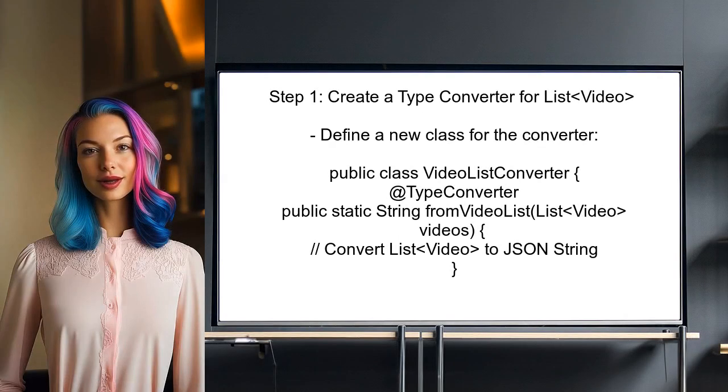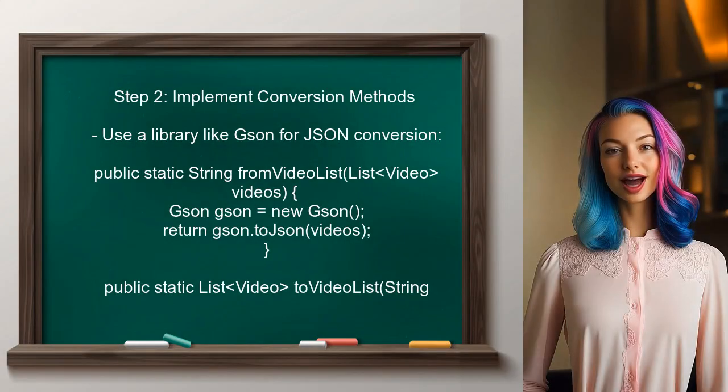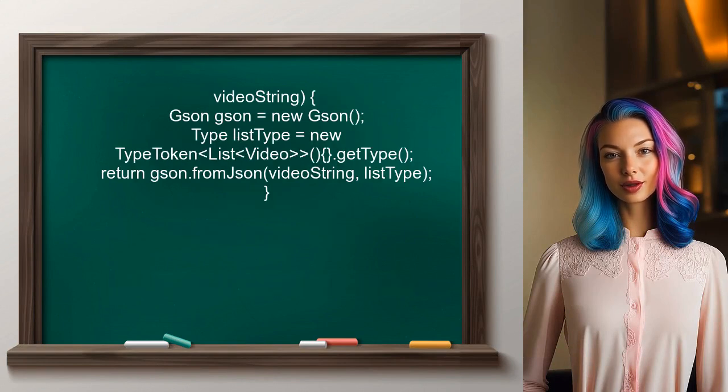To resolve the issue with the Room persistence library, the user needs to create a type converter for the list of video objects. This is necessary because Room cannot directly handle complex data types like lists. Next, the user should implement the conversion methods. The first method will convert the list of video objects into a JSON string, while the second method will convert the JSON string back into a list of video objects.